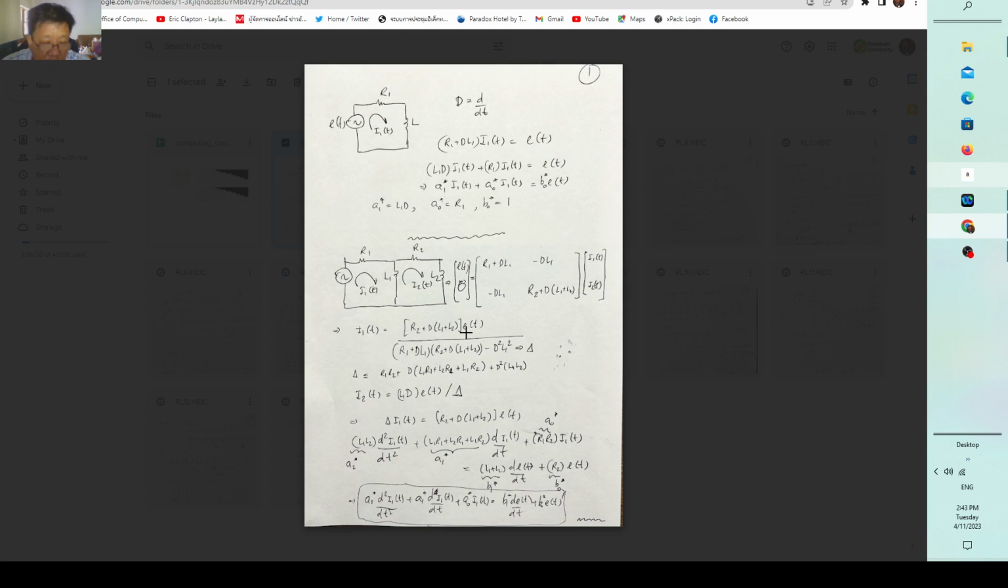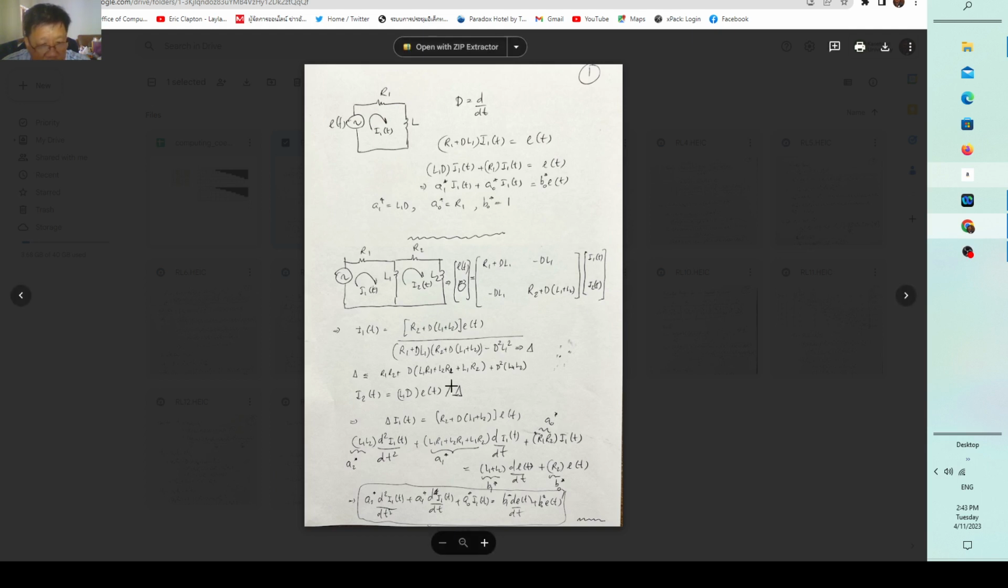Going back to your high school mathematics, the numerator of this ratio is found by putting the column vector E(t) and 0 in the first column and finding the remaining determinant, which should be E(t) times the term R2 plus D, and the summation of L1 plus L2 altogether times E(t).